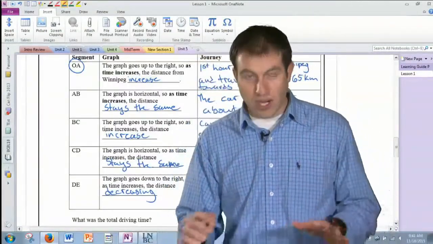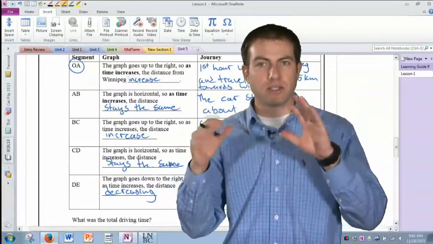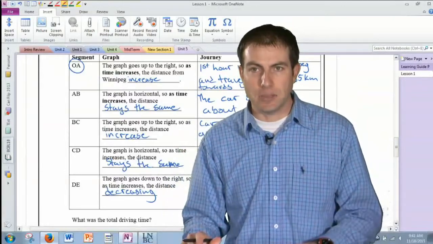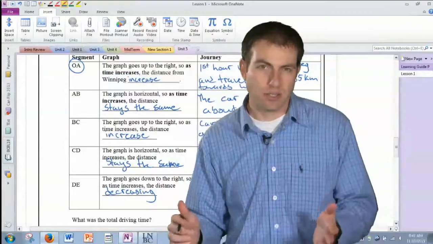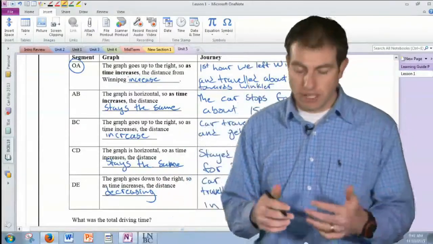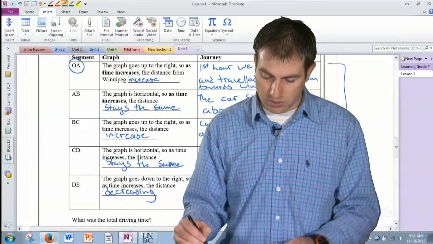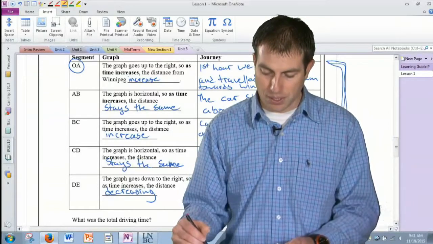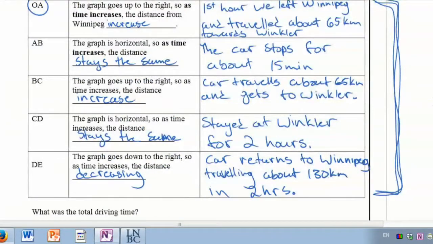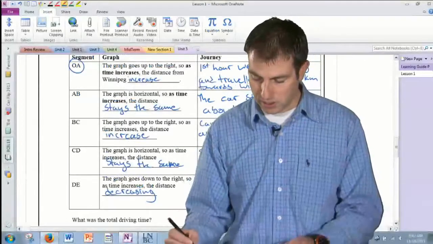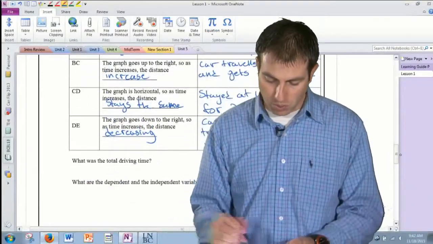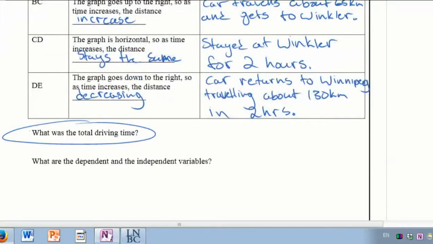All right, so we've kind of pictured what's happening on the graph. We've kind of described the journey, and now we have a couple questions to answer. So usually when we get questions from this sort of stuff, you generally speaking won't have to answer all these kind of intermediate things like what's going on along the way. So we're not generally writing all this down, but questions like the ones we're about to answer are likely to come up. So what was the total driving time? And then what are the dependent and independent variables?